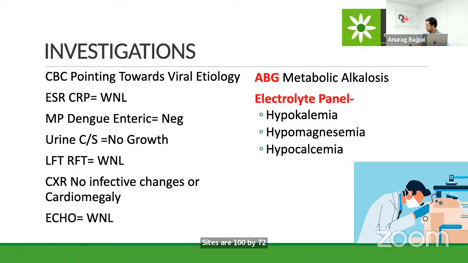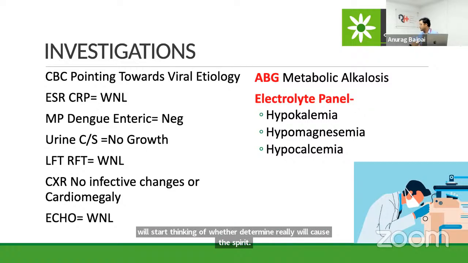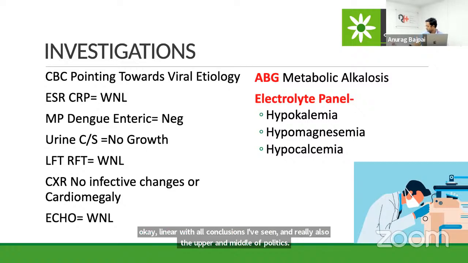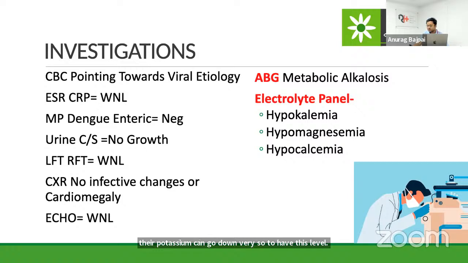Gentlemen, with this level of potassium, you have to start thinking about whether it really will cause a respiratory paralysis. So at what level of potassium do you usually have respiratory paralysis? Sir, usually below 2 will be the cutoff. Above 2, generally you will not have this severe paralysis. The cases of hypokalemic paralysis that I have seen are RTAs. Distal RTAs I have seen presented with respiratory paralysis. These sorts of cases of severe hypokalemia with alkalosis I have seen. And rarely also apparent mineralocorticoid excess. Their potassium can go very low. So to have this level would be extremely unlikely.